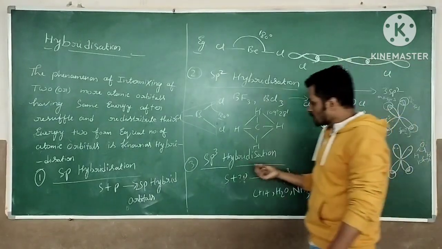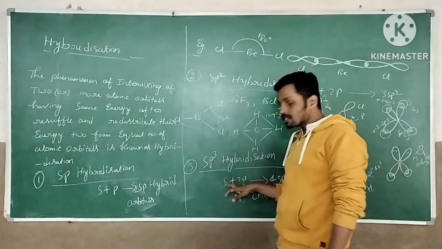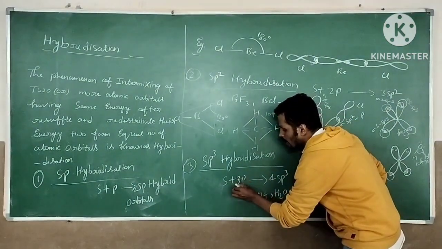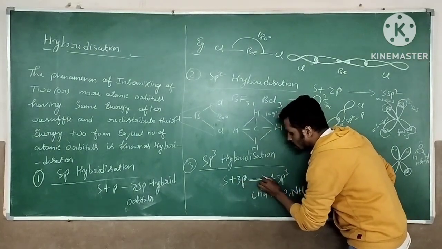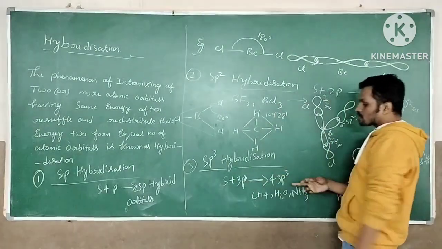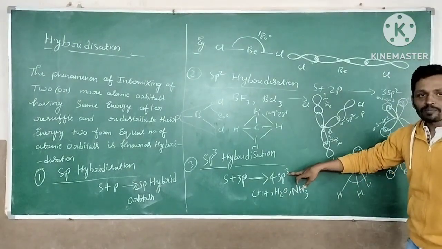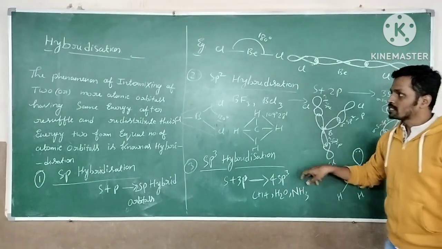Next, coming to sp3 hybridization. sp3 means one s orbital and three p orbitals are equally intermixed with each other, and four sp3 hybrid orbitals will form.